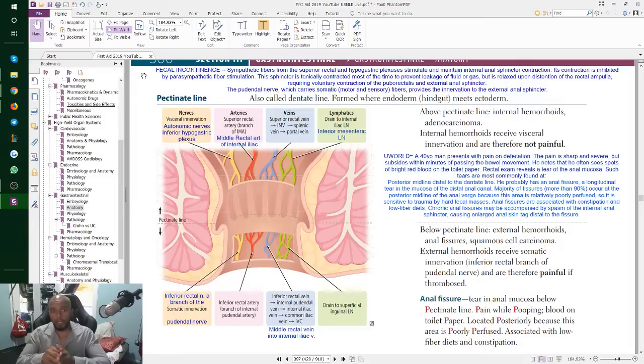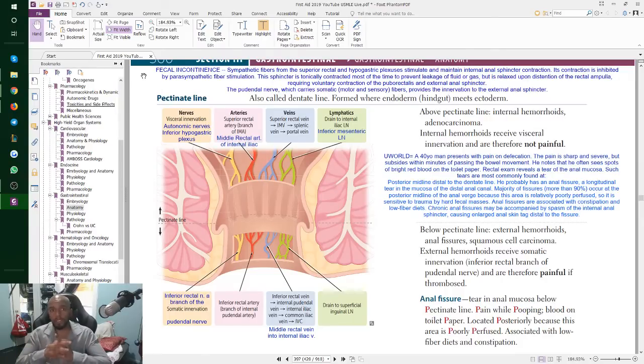Sympathetic fibers from the superior rectal and hypogastric plexuses stimulate and maintain the internal anal sphincter contraction. Remember, sympathetic is for fight or flight. You can't be pooping when you're ready to fight. So when you have sympathetic activity, it contracts your anal sphincter, the internal one, and you will not be passing any feces. Its contraction is inhibited by the parasympathetic fibers, which is for rest and digest. So you will be passing feces when you have parasympathetic stimulation.